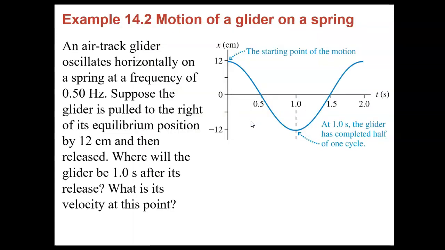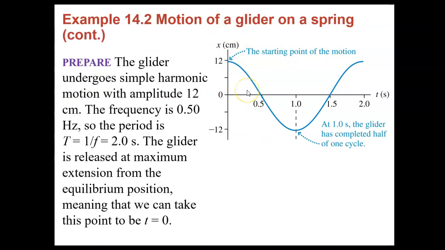So we have a track glider that oscillates horizontally on a spring at a frequency of half a hertz. So it makes half an oscillation per second. So it makes one complete cycle in 2 seconds, just like it shows on the right. Suppose the glider is pulled to the right of its equilibrium position by 12 centimeters and then released. Where will the glider be 1 second after its release, and what is its velocity at that point?